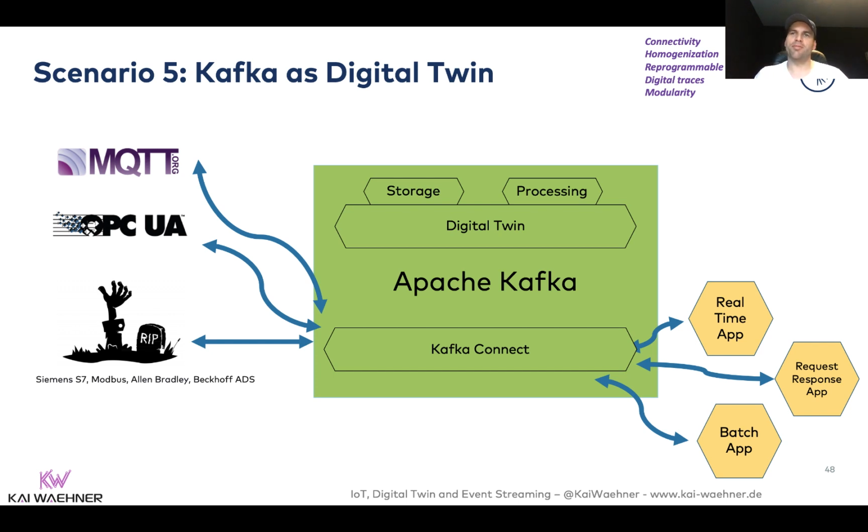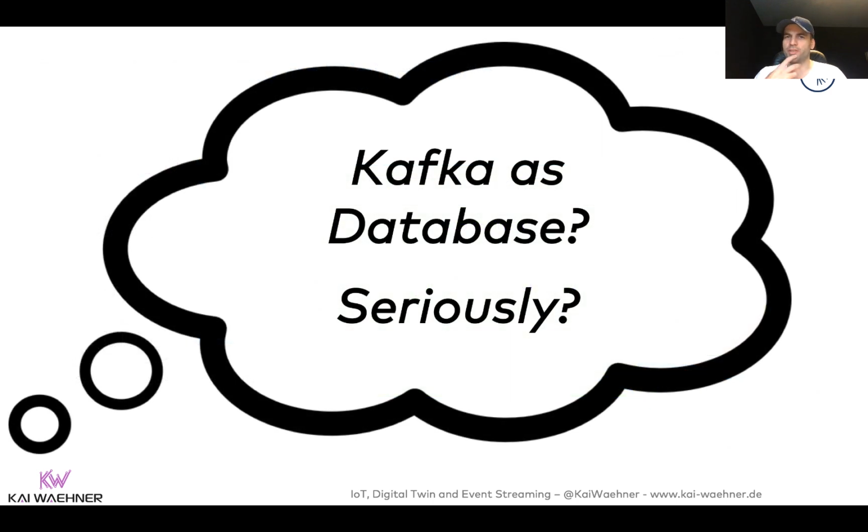Again, think about these 5 characteristics at the top right and how you want to implement this for a digital twin. There is no best solution. It simply depends on what you want to do. So this was now 5 different scenarios, all with their trade-offs.